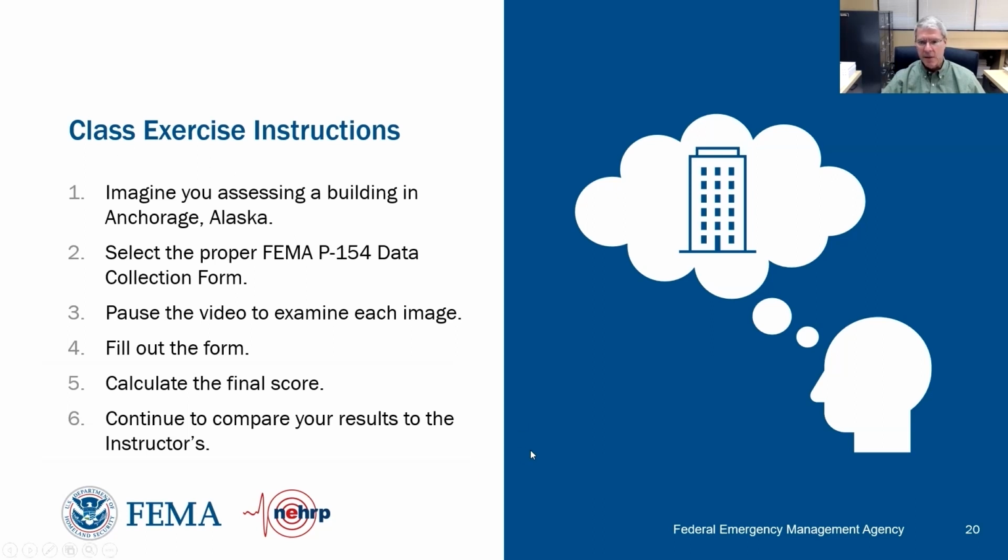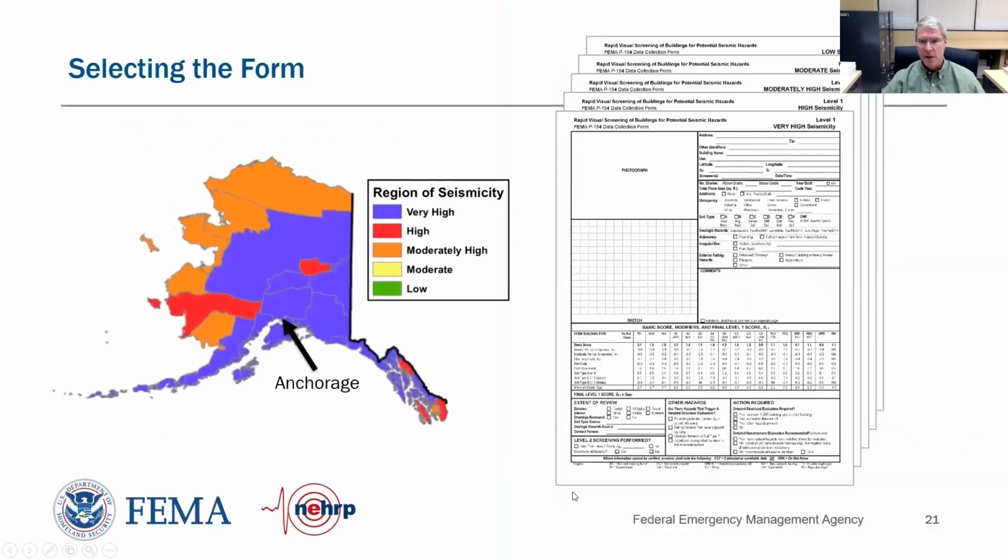So with that, let's start. The first step is, which form do we use? If you recall in our previous module, where we had to determine the region of seismicity for our building, the ground motion level that we actually utilized was for a building in Anchorage, Alaska. And if you recall, that was very high seismicity, just barely above it.